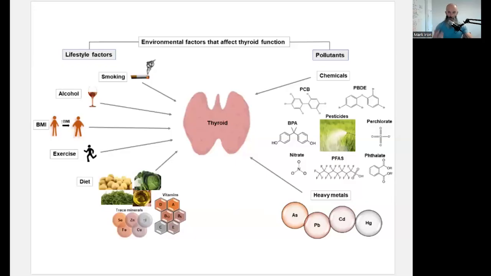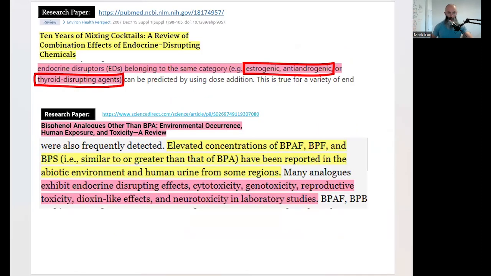And of course, we've got the chemicals that we're exposed to all the time, and heavy metals. They're going to destroy the thyroid tissue as well. Lots of research behind that, and there are so many of them, it's not even funny. And in the next video, you'll see that they also disrupt your thyroid.